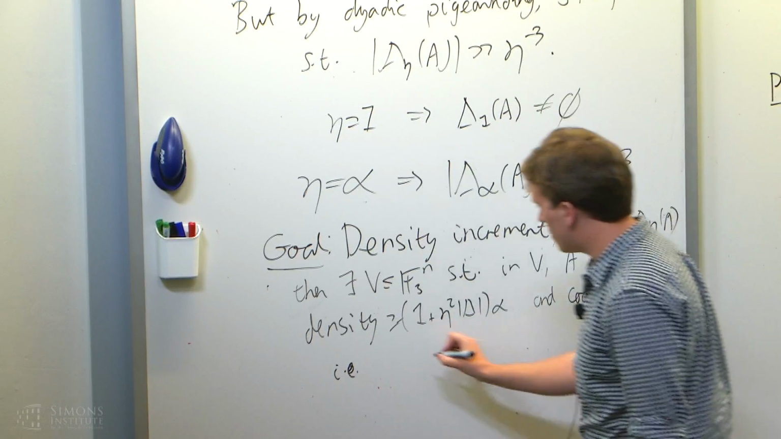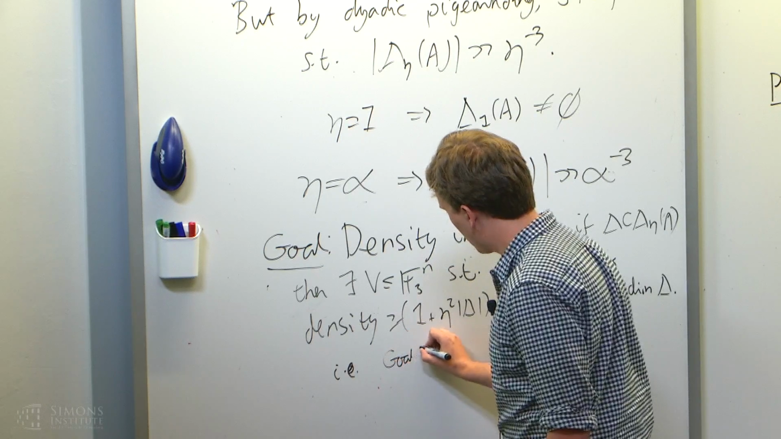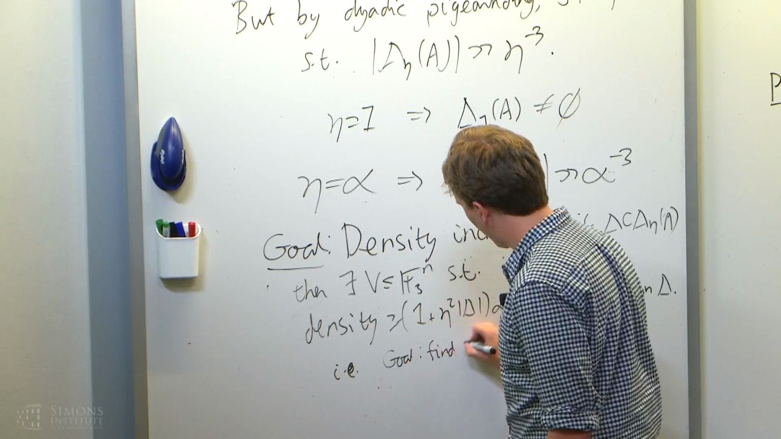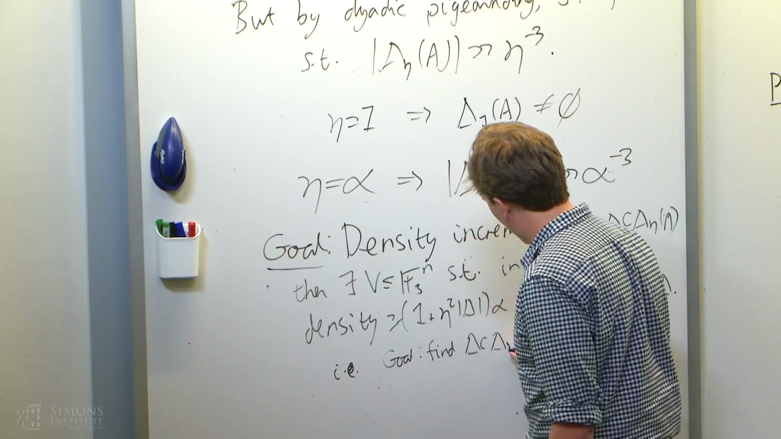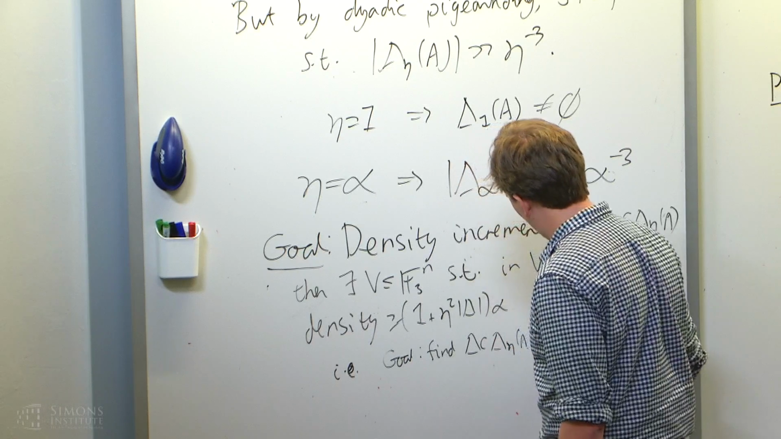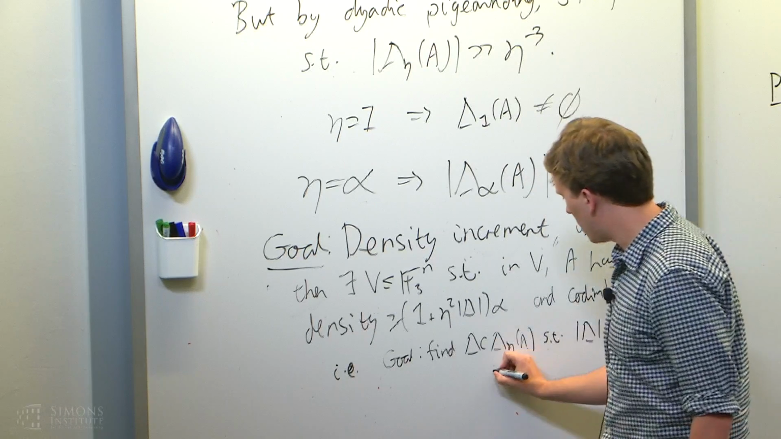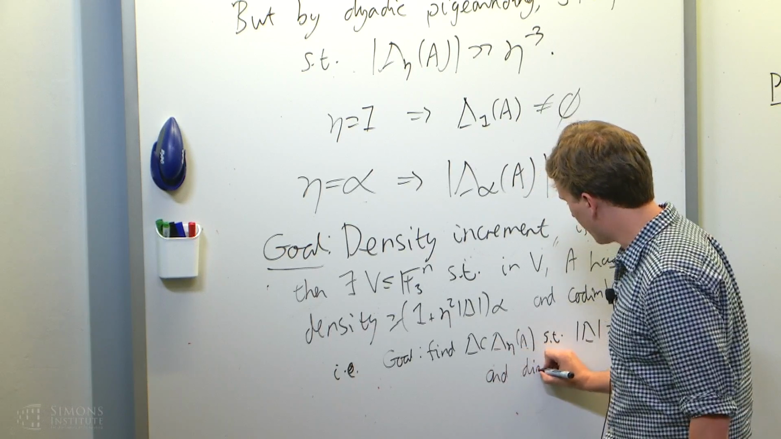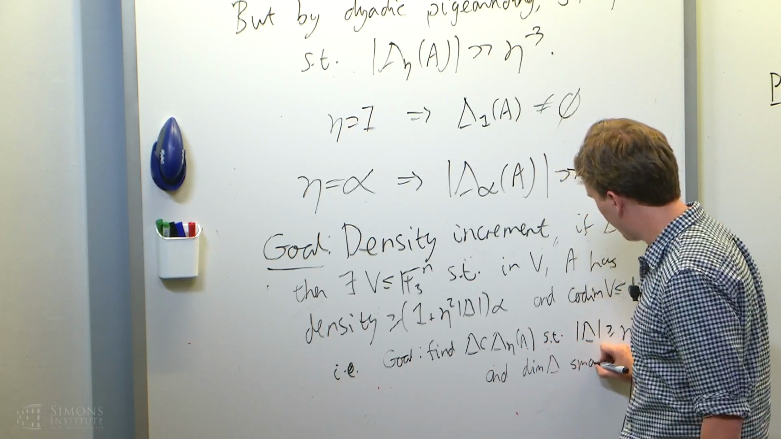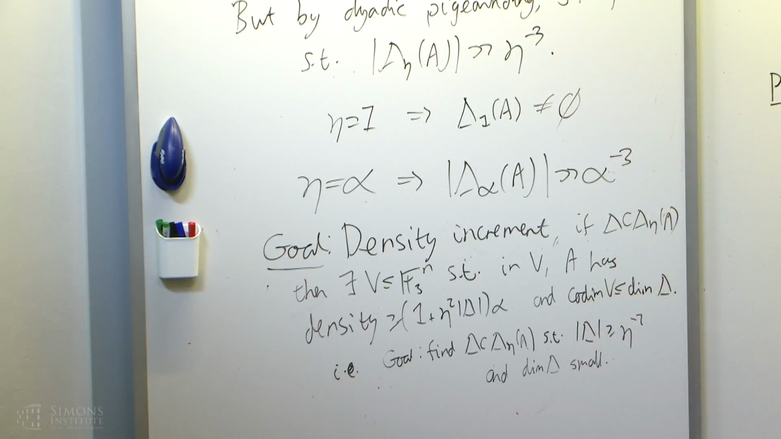So the goal is to find some delta, a subset of the eta spectrum of A, such that the size of delta is at least eta to the minus 2 and the dimension of delta is small. And again, we can use the fact that in fact the size of our spectrum is very large.